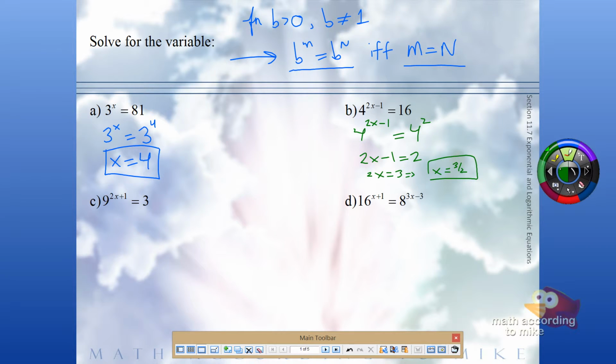In part C, what's our common base? Hopefully you said 3. Notice 9 is 3 squared, but that 9 was already to a power, so notice the use of the parentheses. Because of our exponent rules, we know if we have a power to a power, we multiply the powers. Be careful. Since you are multiplying one term times two terms, you have to distribute. So don't write 4x plus 1, it's 4x plus 2, because you distributed that 2 through right here. Even though it's not written, it's implied that there's a 1 here. So you would say 4x plus 2 equals 1. To solve for x, we subtract 2 and divide by 4. We get negative 1/4.